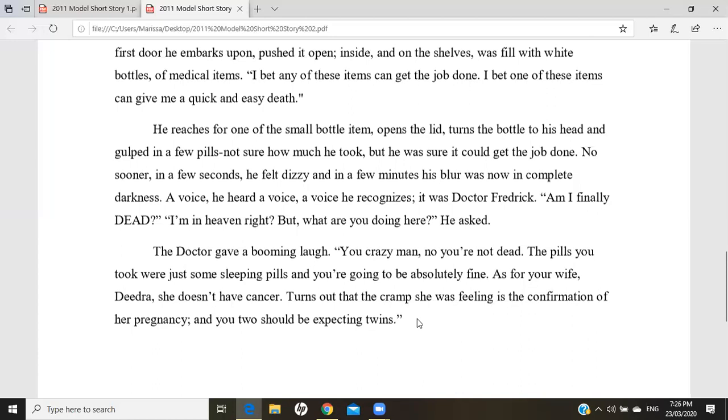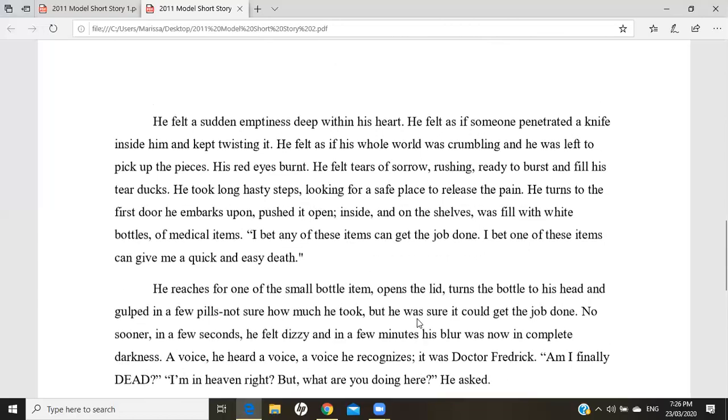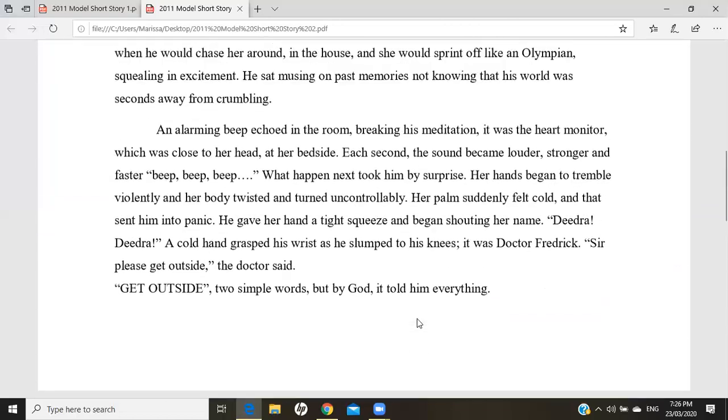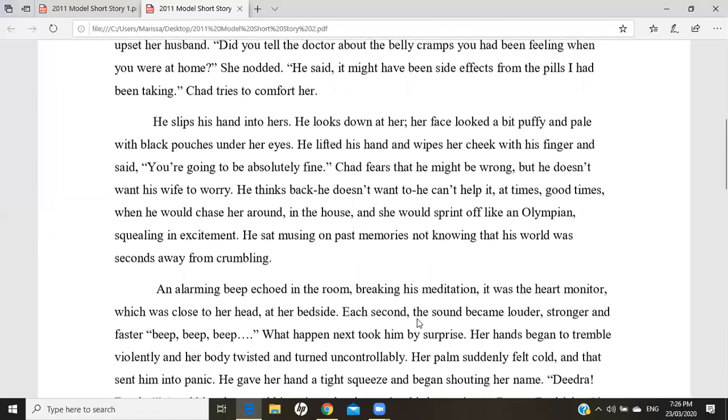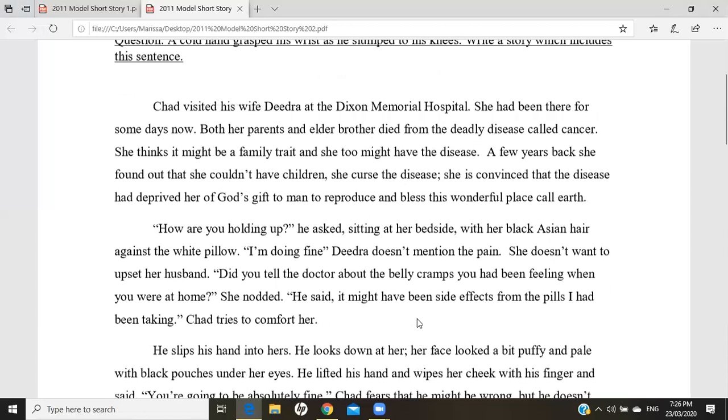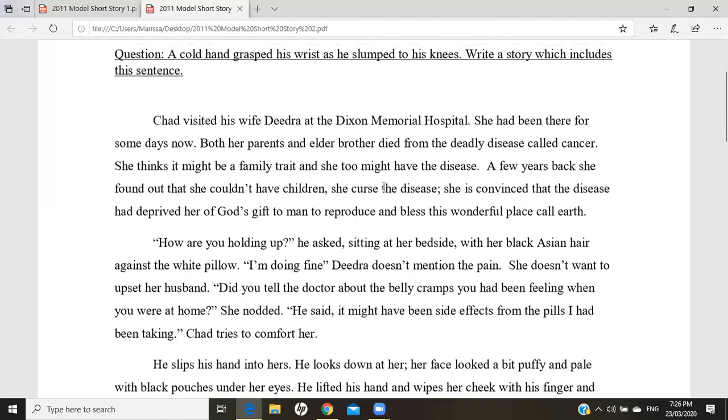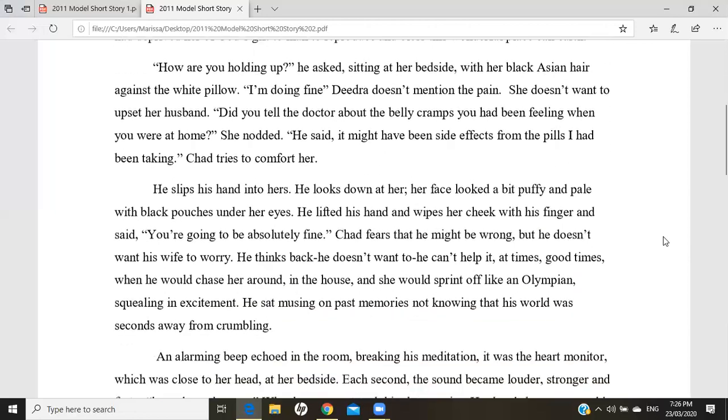Okay then. So what do we know about Deidre and pregnancy? What did they say in the beginning? That she couldn't. It's a family trait. Right. They said that her family had cancer and she's convinced that she had the disease and they're deprived of having the gift to reproduce. So there was no way that we thought that she could make children, right?